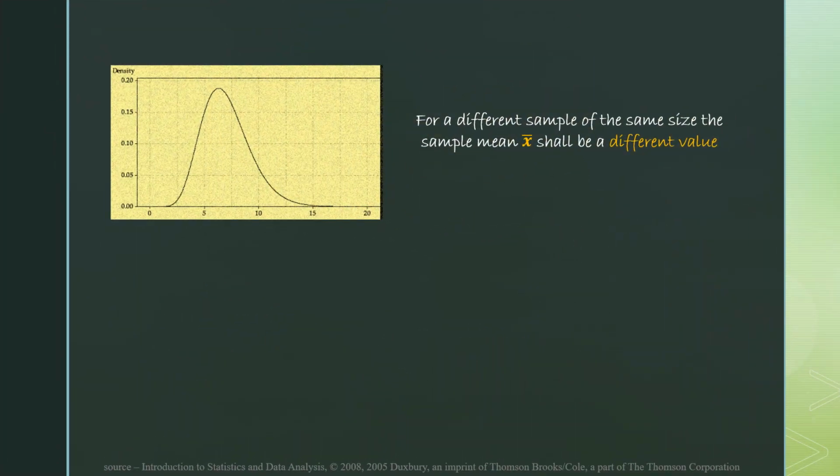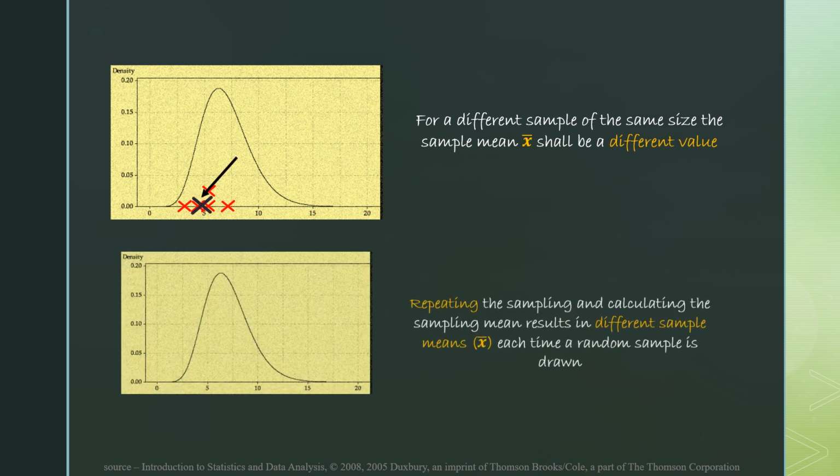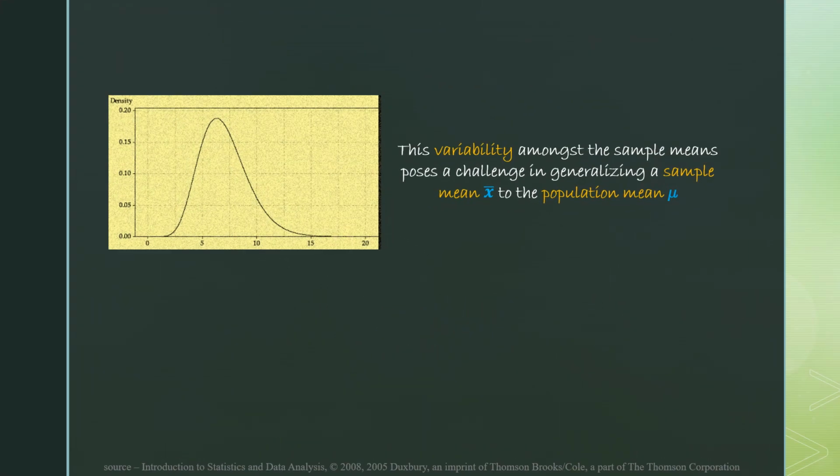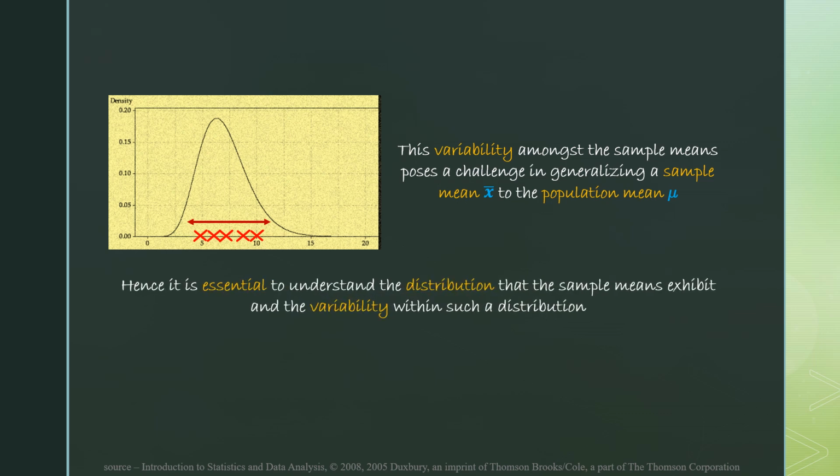For a different sample of the same size, the sample mean x bar shall be a different value. Repeating the sampling and calculating the sample mean results in a different sample mean x bar each time a random sample is drawn. This variability amongst the sample means poses a challenge in generalizing a sample mean x bar to the population mean mu. Hence, it is essential to understand the distribution that the sample means exhibit and the variability within such a distribution.